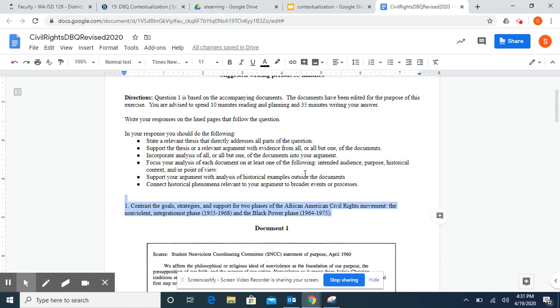All right, so a few things leap to mind. I can tell what kind of question this is going to be: contrast, right? So think of this question as a Venn diagram. On one side of our Venn diagram, we're going to have the nonviolent phase, personified by people like Martin Luther King, the NAACP, SCLC, and the other side will have the Black Power phase, represented by people more like Malcolm X, the Black Panthers.